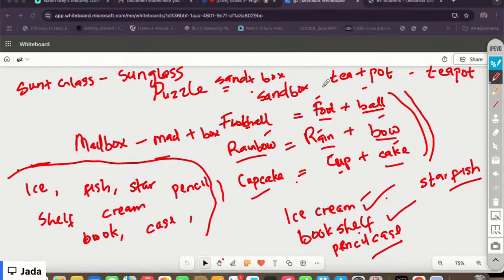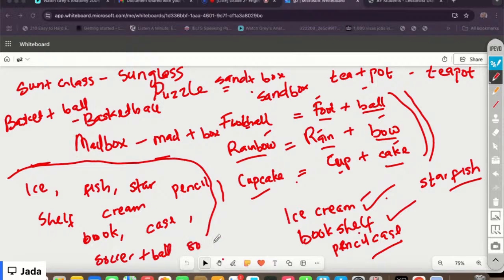Okay, so we have a lot of compound words, and you can see them all on the chat. Yeah, basketball. It's basket plus ball, and it gives us basketball. Soccer ball, exactly. Soccer plus ball gives us soccer ball. So all these are compound words. They're very fun words. You just have to note them, figure them out carefully, and that's it. So we have a lot of compound words.